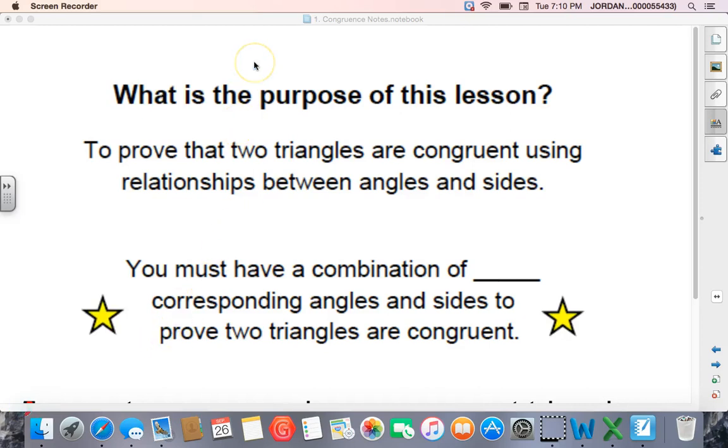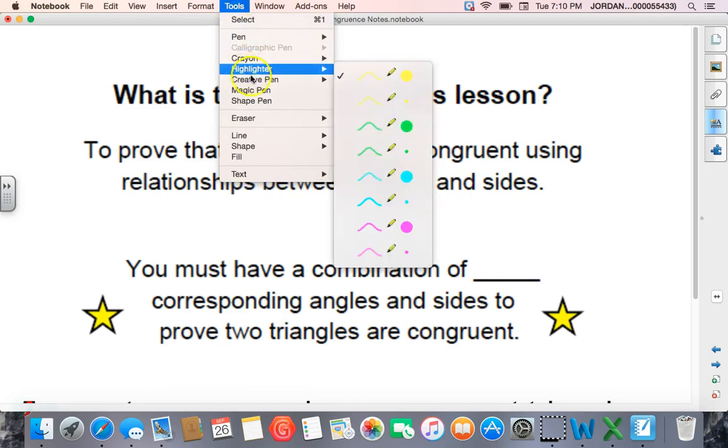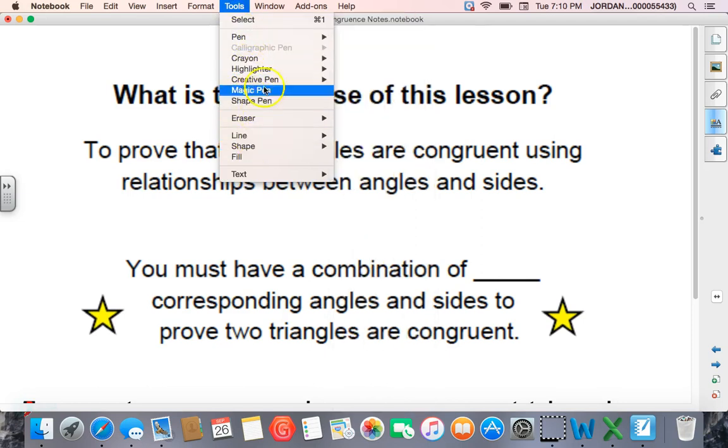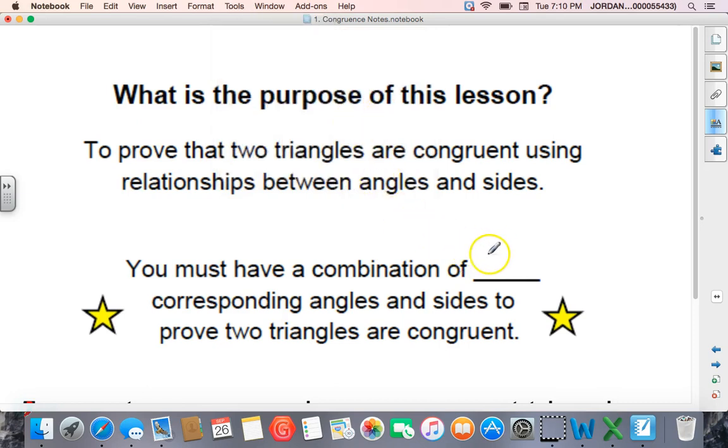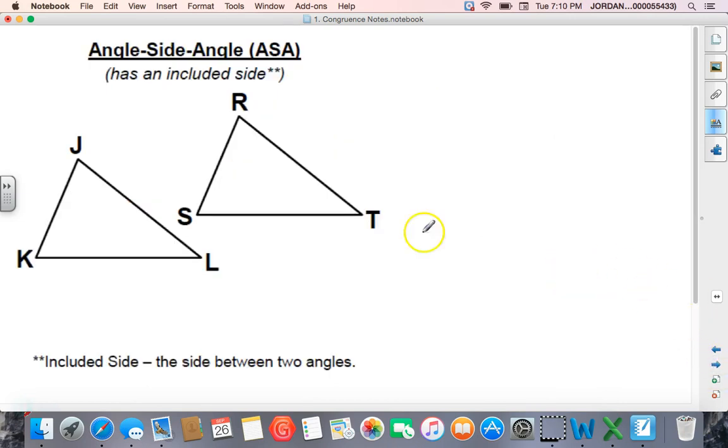Alright guys, so today we're going to talk some more about ways to determine that triangles are congruent. We talked already about SSS and SAS, so we're going to talk about three other ones today. And remember, whenever you're doing these, you must have a combination of three corresponding angles and sides to prove that two triangles are congruent. Alright, so the new one we're going to talk about today is angle side angle.